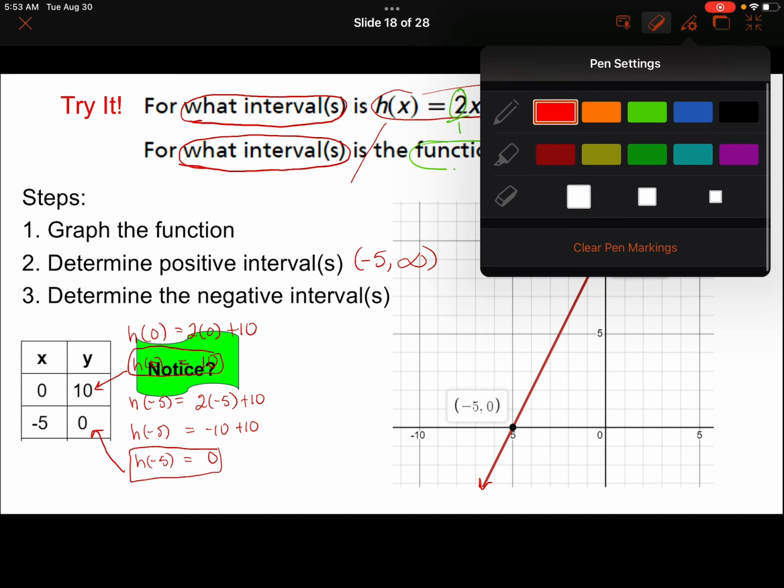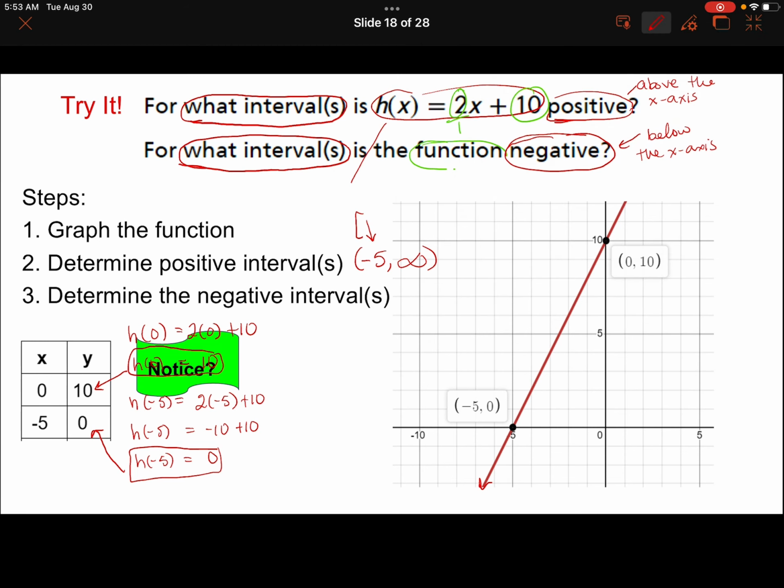Remember, -5 is not a bracket because it's at the x-axis. It's not a bracket because it's here. Okay? And whenever it's on the x-axis, it's neither positive or negative. So go ahead and bubble this somewhere in your notes.